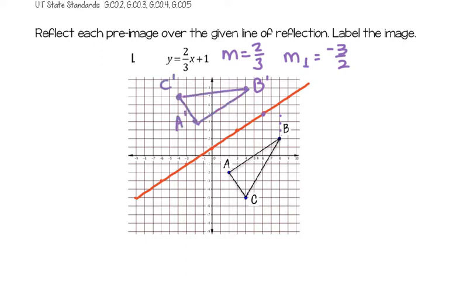Okay, that's my image, and you'll notice that if I connect the points between B and B prime, that's perpendicular to my line of reflection. It's also equidistant on either side. So that's how I know that I have that right. Let's go on to number 2.